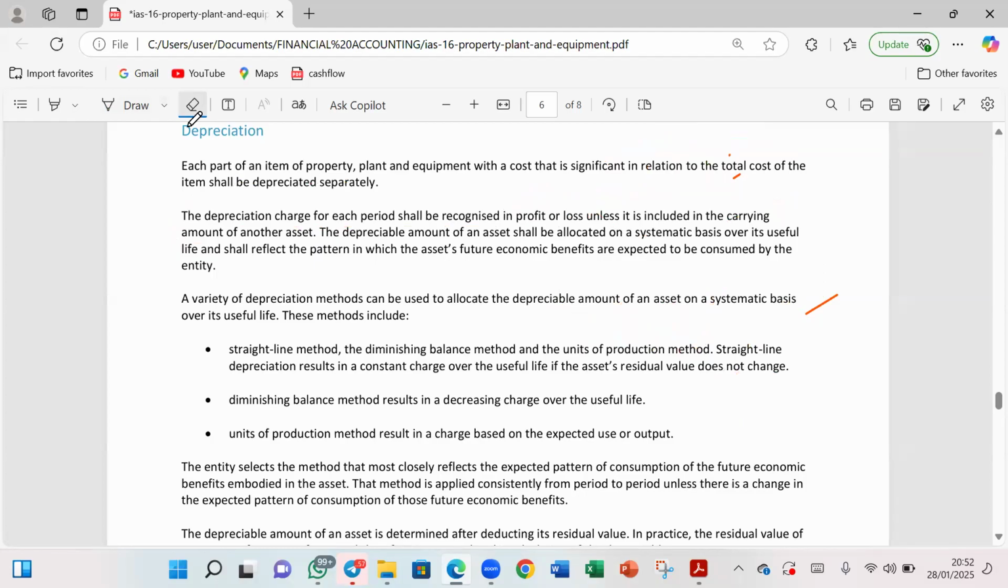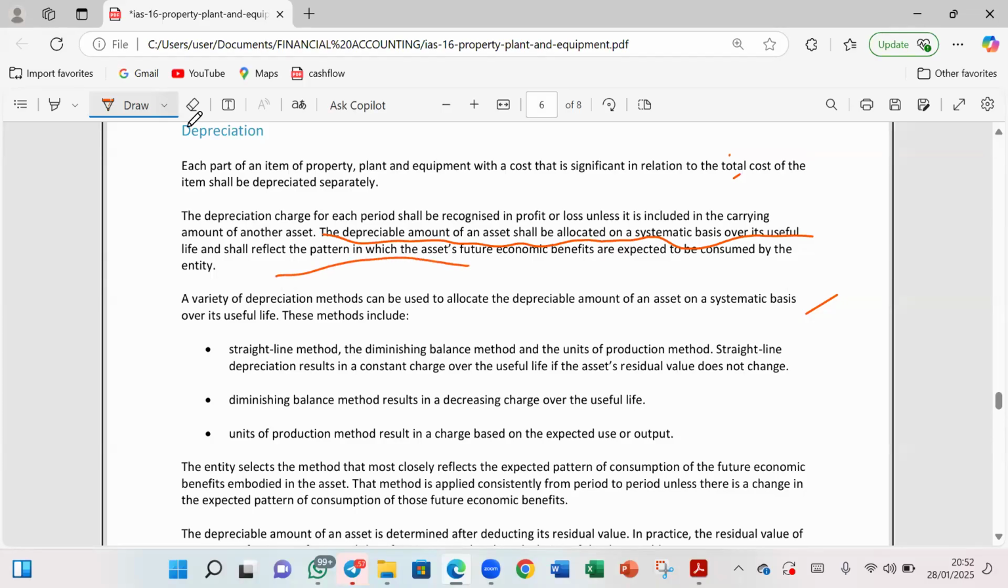Now, this statement is also important. The depreciable amount of an asset shall be allocated on a systematic basis over its useful life and shall reflect the pattern in which the asset's future benefits are expected to be consumed by that entity. That one is very, very important. Remember what the depreciable amount is? The depreciable amount of an asset shall be allocated on a systematic basis over its useful life.